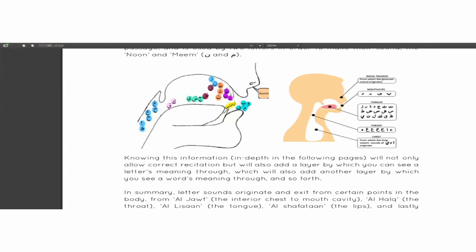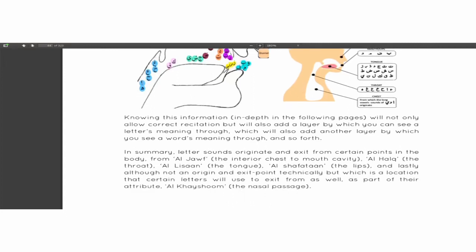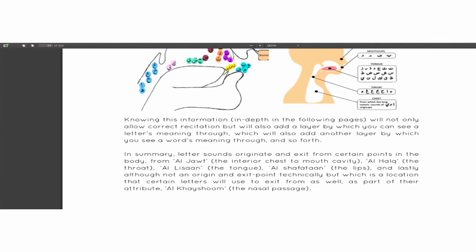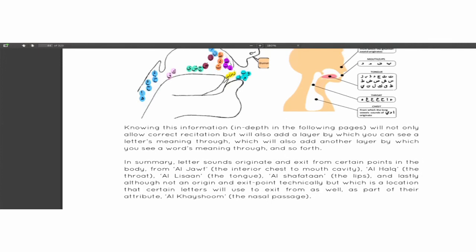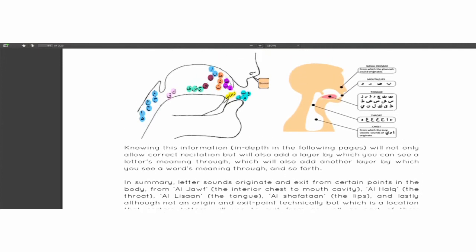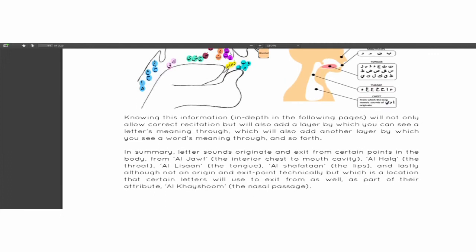In summary, letter sounds originate and exit from certain points in the body, from al-jawf, the interior chest to mouth cavity, al-halq, the throat, al-lisan, the tongue, al-shafatain, the lips, and lastly, although not an origin and exit point technically, but which is a location that certain letters will use to exit from as well, as part of their attribute, al-khayshum, the nasal passage.